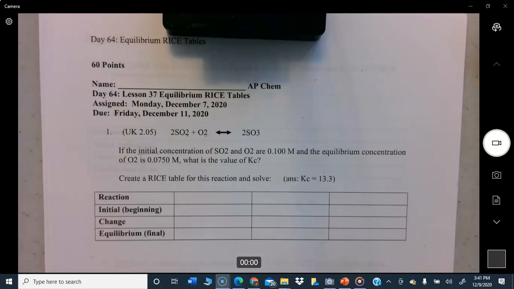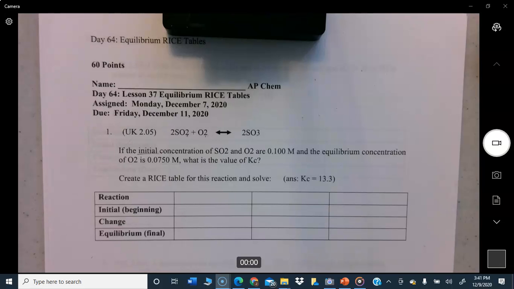Almost all of these problems give you a value of Kc and ask you to find what the equilibrium concentrations will be. Remember what that is. That's when the reaction runs its course. It's either gone from left to right or right to left, and it finally finds its happy place, could be the middle, could be one side or the other, and that's where it's going to settle.